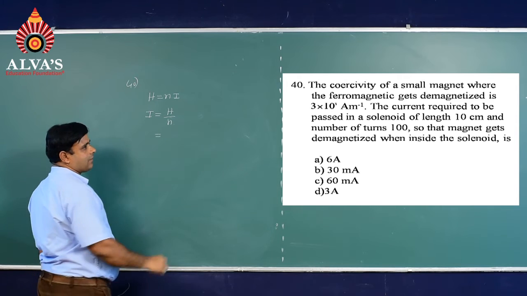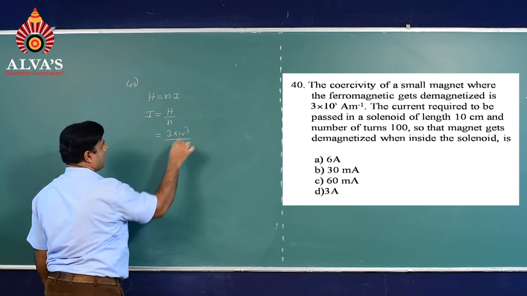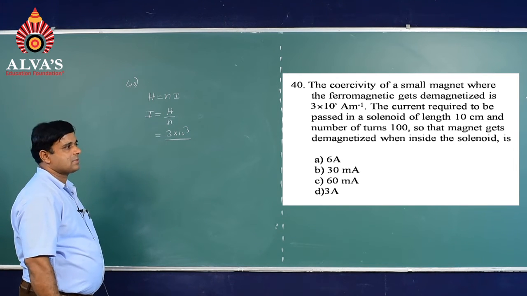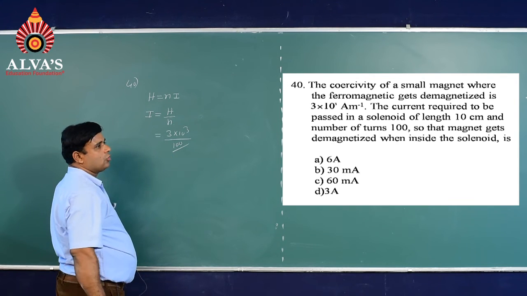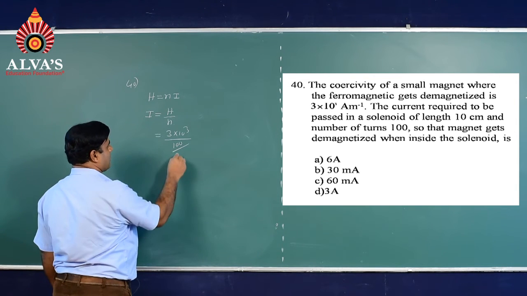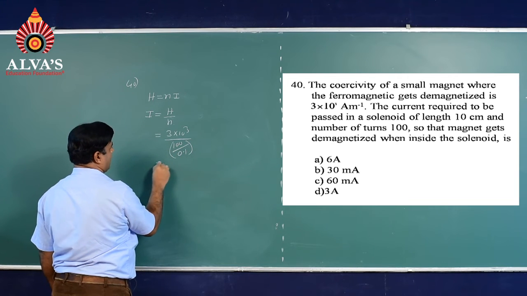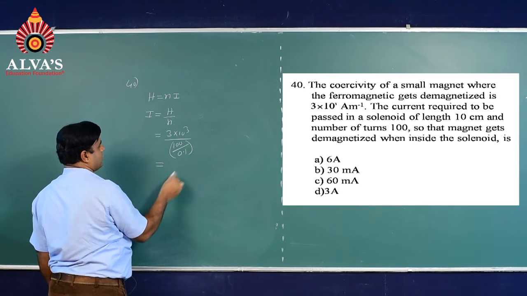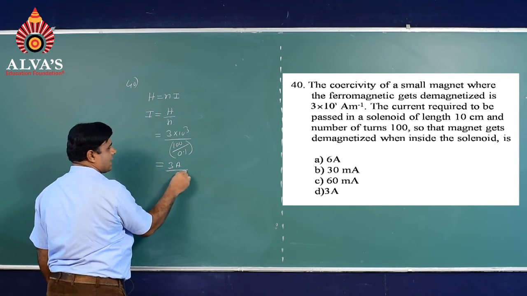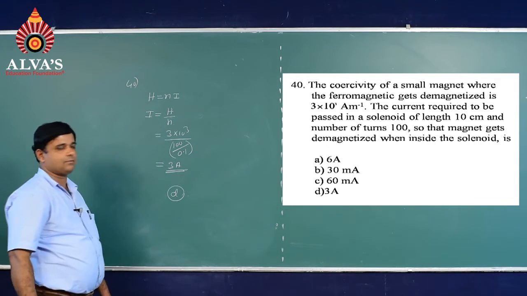H is given as 3 into 10 to the power 3. N is the number of turns per unit length. The number of turns is 100, and the length is 10 centimeter, which is nothing but 0.1. 100 by 0.1 is 1000, which goes with 10 to the power 3. So, the answer is 3 ampere. So, D is the answer.